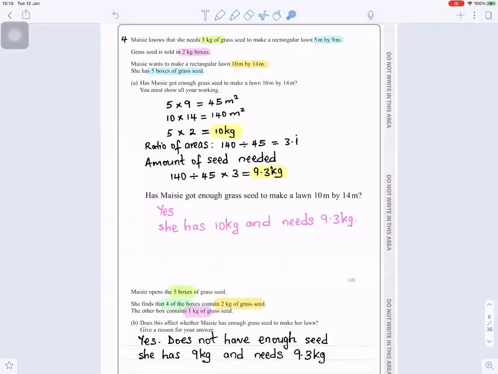So this is how you do a question like this for question 4. Highlight all the important numbers and work them out step by step, and then you make your conclusion. So part B, yes, she does not have enough seed. She has now 9 kilograms. And what does she need? She needs 9.3. From the calculation, you need 9.3. So with that change, she wouldn't have enough.